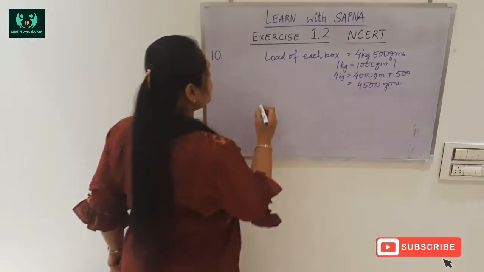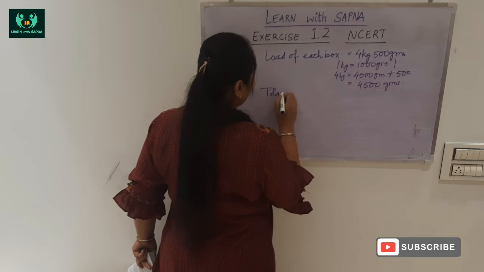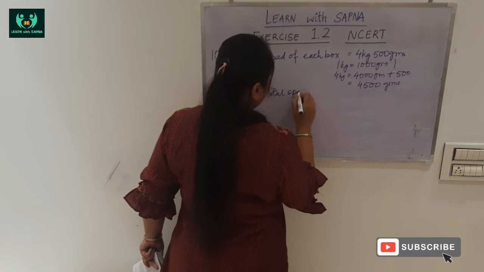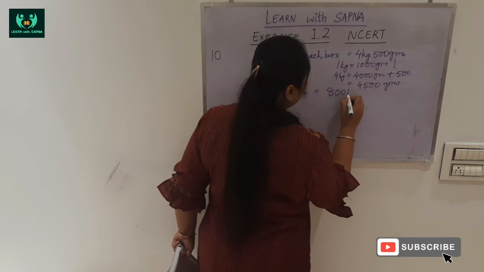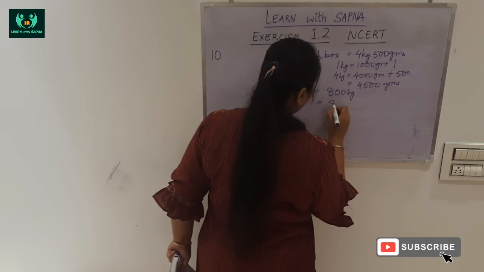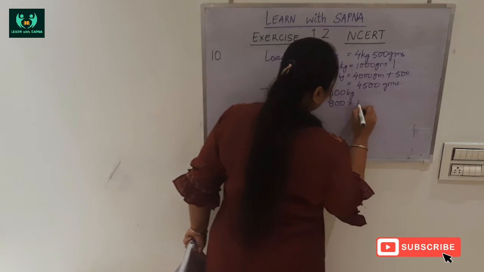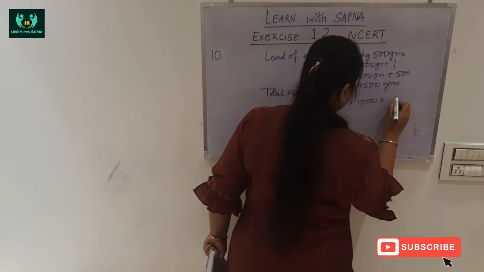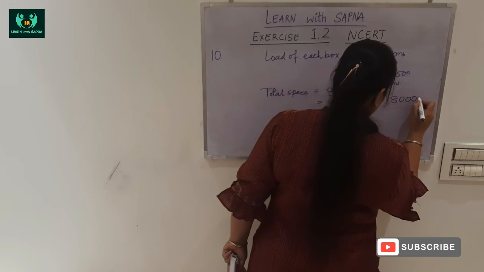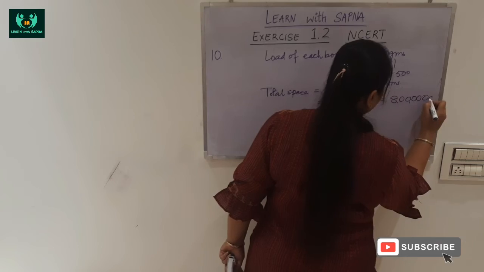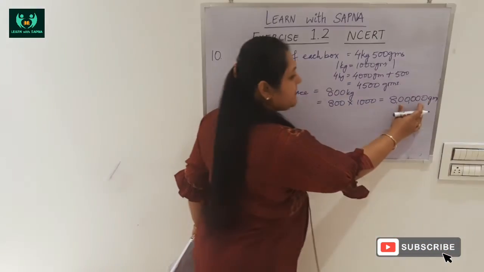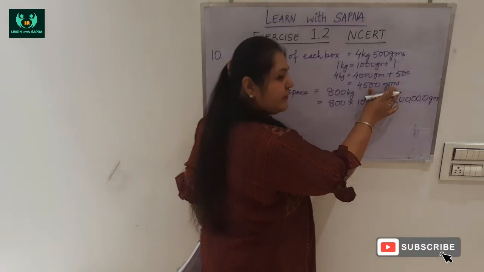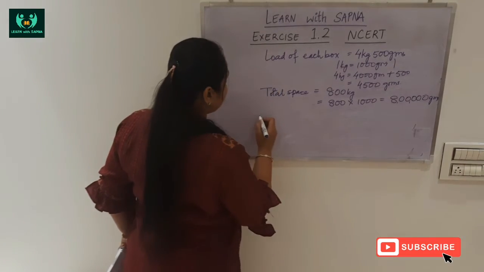सिमिलरली यहाँ पे हमारे पास जो टोटल स्पेस है, total space we have is 800 kgs, which is again 800 into 1000, which means 8 lakh grams. तो ये हमारे पास टोटल स्पेस है. Each box requires 4500. सो हाउ मेनी बॉक्सेस?